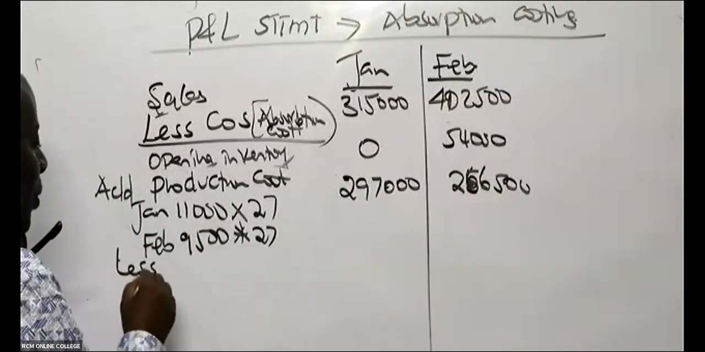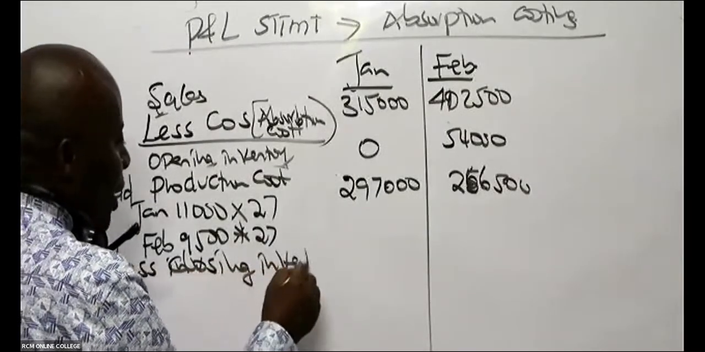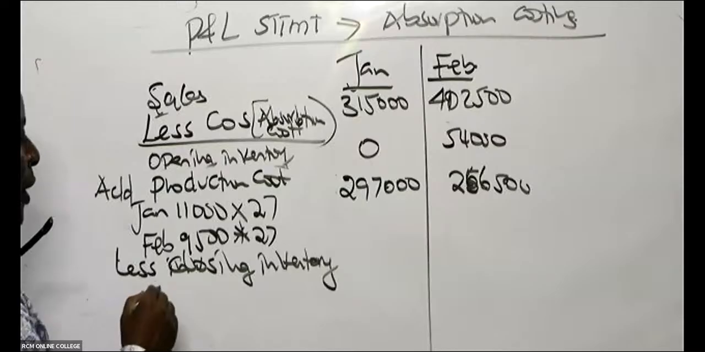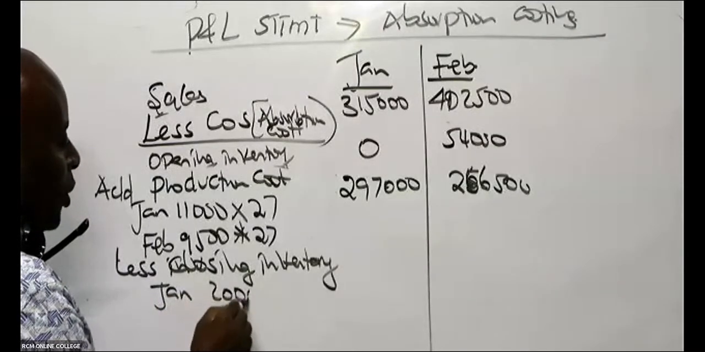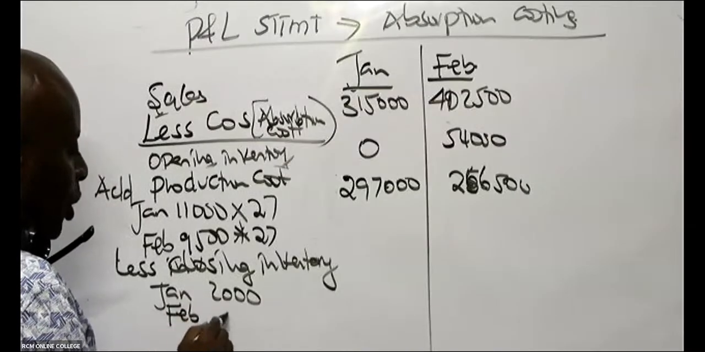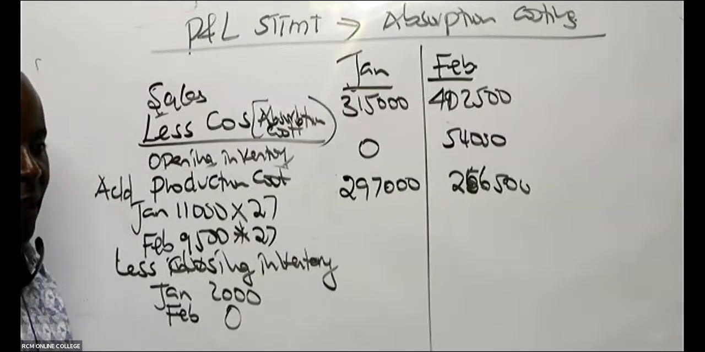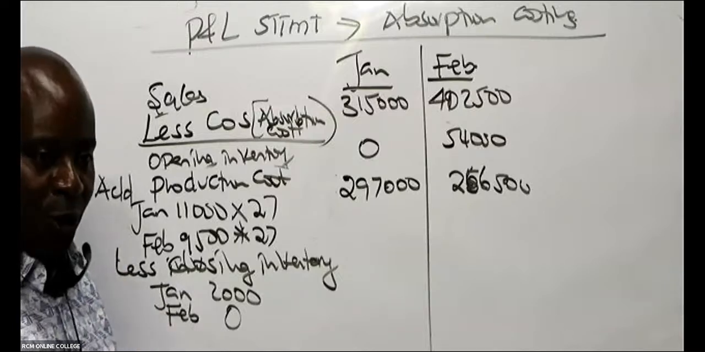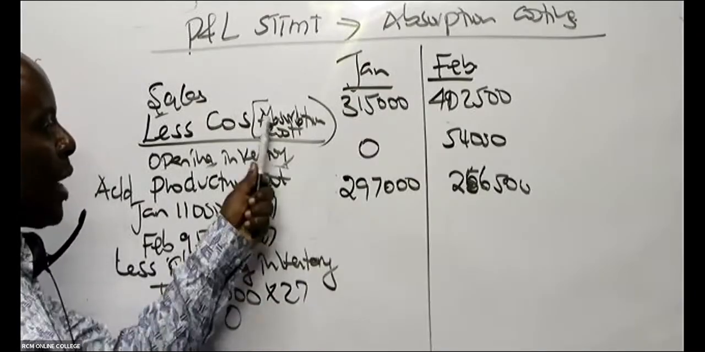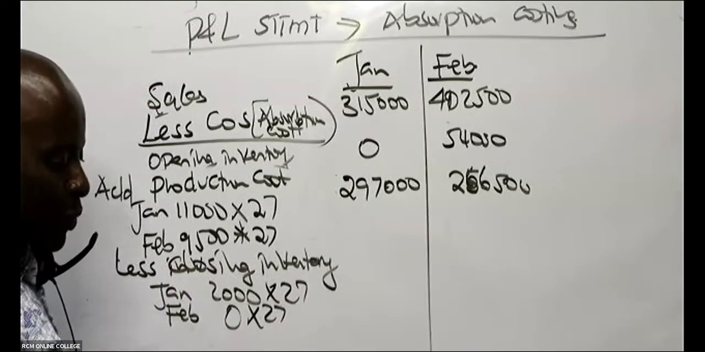And then you come and less what here, somebody? Closing inventory. In the month of January, if you remember very well, closing inventory was 2,000. February closing inventory was 0. And these are inventories, finished goods. So each one of them in this case is 27. We're using absorption costing, isn't it? So are you able to give me these answers?